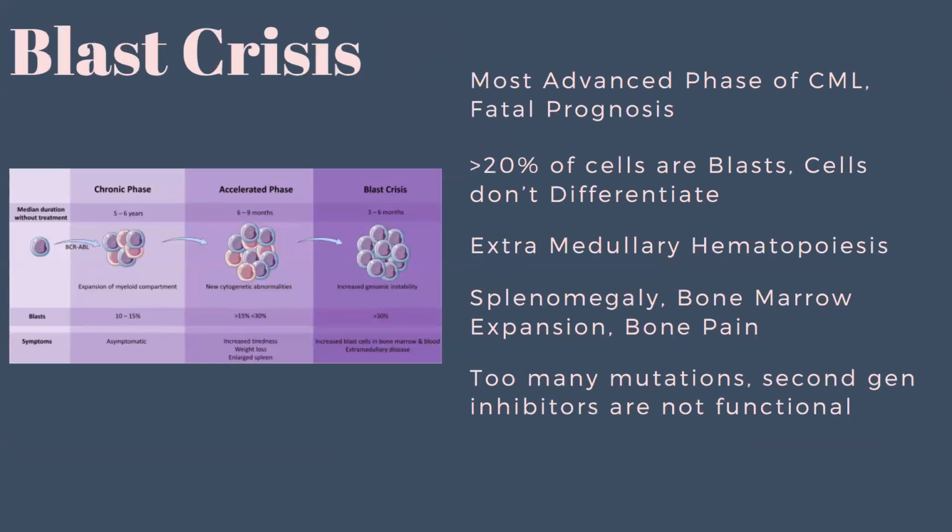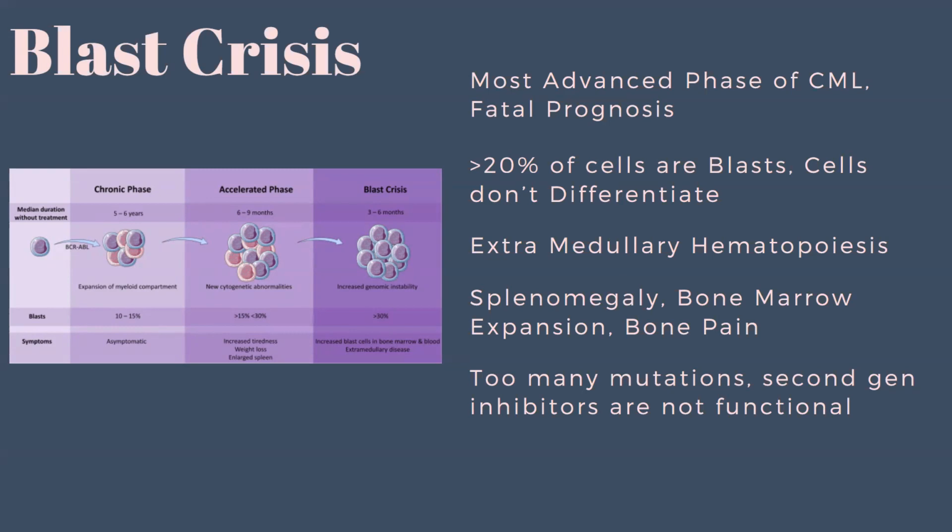If you want to get last. Sure. So this is the most, I guess, deadly phase of CML that you can have. And it's generally met with a fatal prognosis. So this is when greater than 20% of your cells are blasts, and the cells don't differentiate here either. The extramedullary hematopoiesis is a factor.